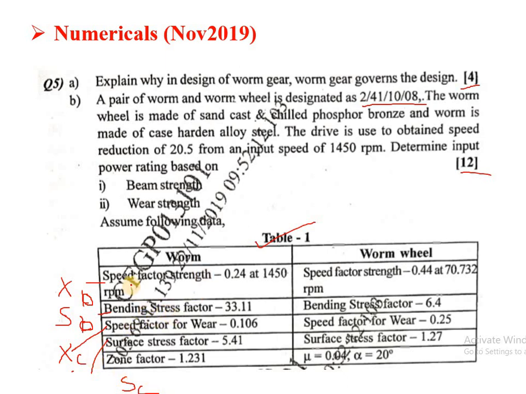So this is for the worm, and similarly the speed factor, bending stress factor, speed factor for wear and surface stress factor for the worm wheel are given, and the zone factor is given for the worm, and the coefficient of friction and pressure angle are given. So this is the given data.